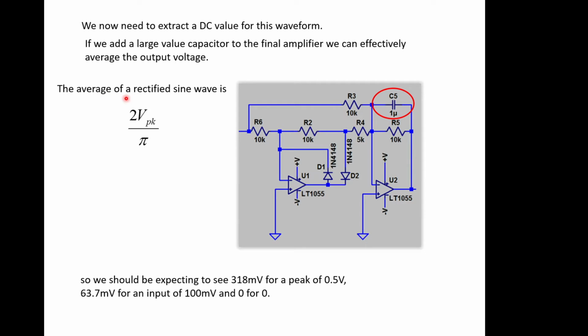And the average of a rectified sine wave is well known to be 2 V peak over pi. So if we've got a peak of 0.5 of a volt out of our rectifier circuit, we would expect, by applying that, to see a DC level of 318 millivolts. And we can carry on working that down. So there's going to be some scaling factors required. And this is important, we'd expect to see 0 for 0. 0 volts in, 0 volts out.